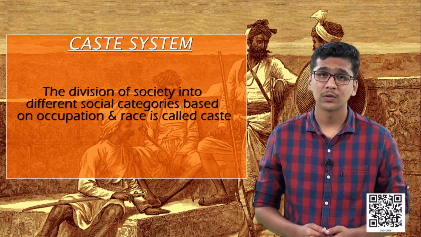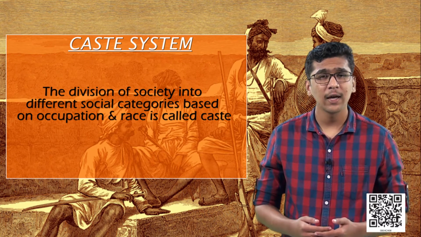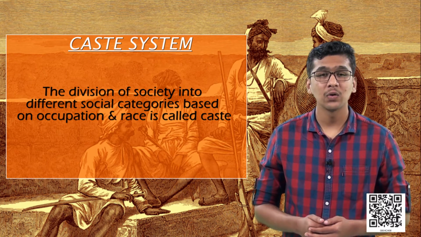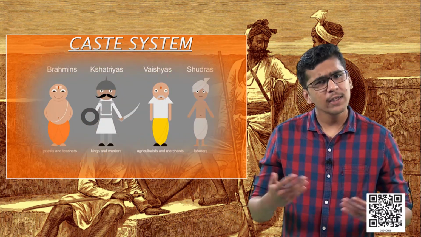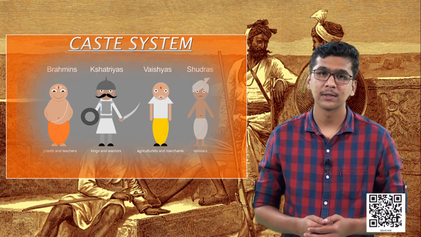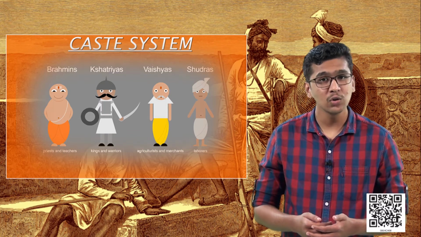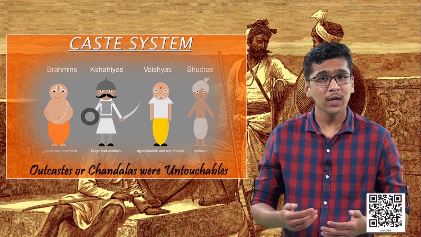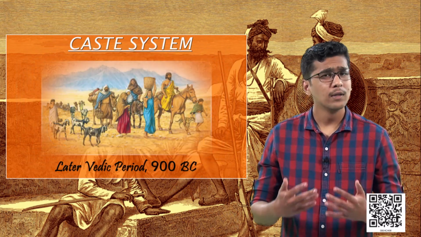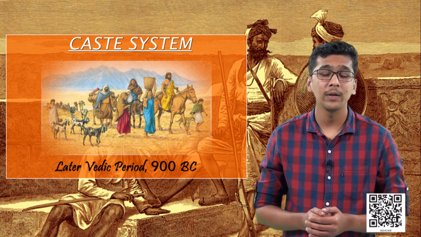The division of society into different social categories based on occupation and race is called caste. In Indian history, we refer to caste as varnas. As you studied in class 6, Indian society was divided into 4 varnas: the Brahmanas, the Kshatriyas, the Vaishyas and the Shudras. There were outcasts called Chandalas who were treated as untouchables. The caste system originated in the later Vedic period around 900 BC.